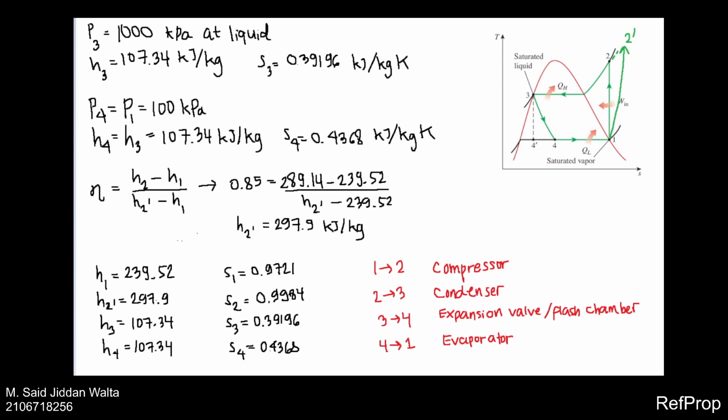Therefore, we already have all our enthalpies and entropies for each point, and it's good to remind ourselves what each process represents, where process 1 to 2 is the compressor, 2 to 3 is the condenser, 3 to 4 is the expansion valve or flash chamber, and 4 to 1 is the evaporator.